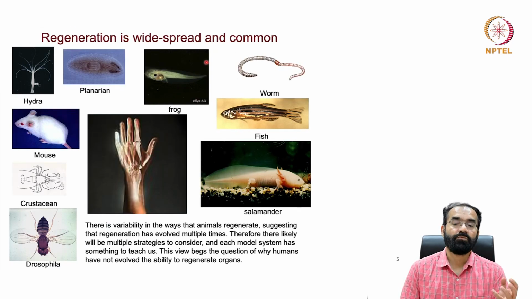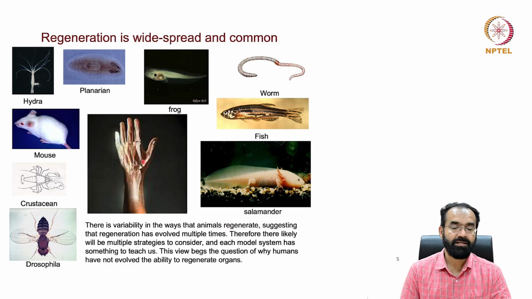So it is a widespread phenomenon in a group of animals. You can see hydra here, planarian here, frog and earthworm, fish, mouse, various crustaceans, Drosophila, and salamander such as axolotl, and also a human hand has been given. For the human hand, we are referring to the bones basically. If the hand is chopped off, a new hand will not form. But if a bone is fractured, it heals.